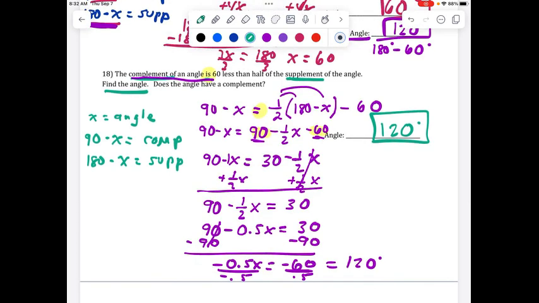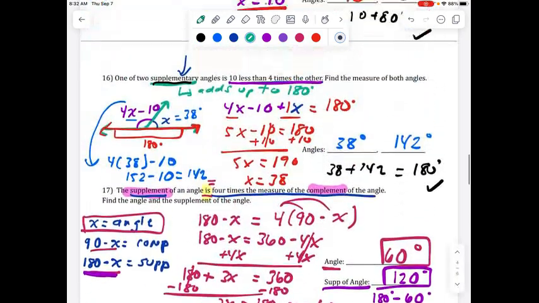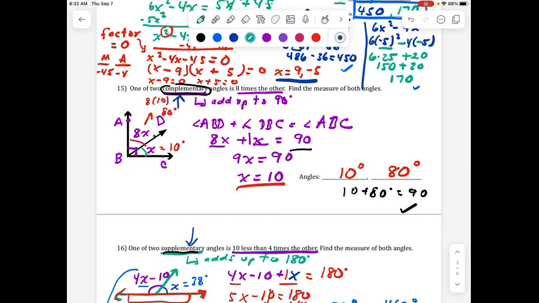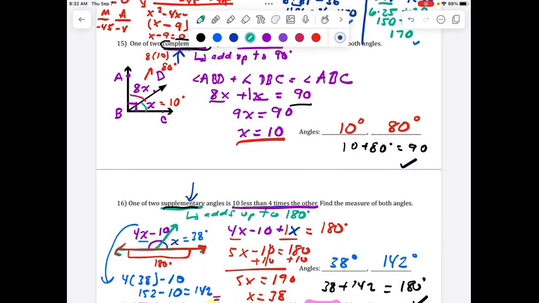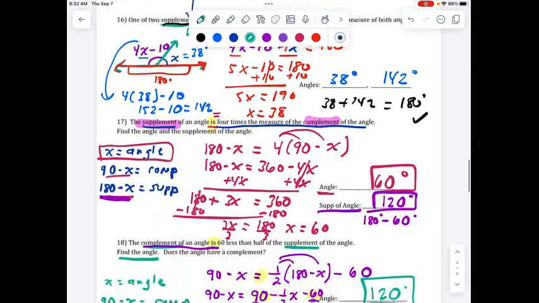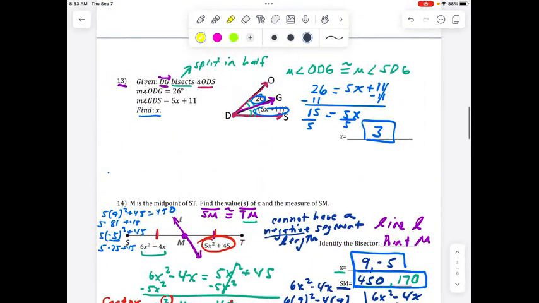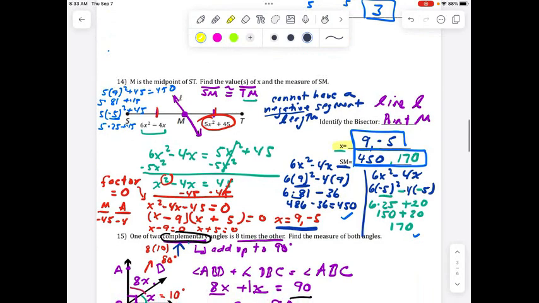In summary, before we end, here's my suggestion on these word problems, especially 15 to 18. I would highly suggest that if you see a phrase like one of two complementary angles or one of two supplementary angles, that's when you only use x. You don't use the notation of 180 minus x or 90 minus x. This notation only comes up when you see the words supplement and complement in the same problem. A lot of these take some time. A lot of these you have to understand that you're finding the x value first and then plugging it back in.